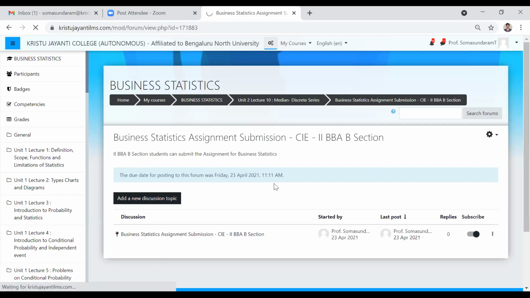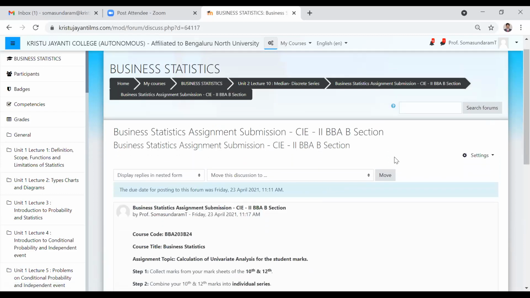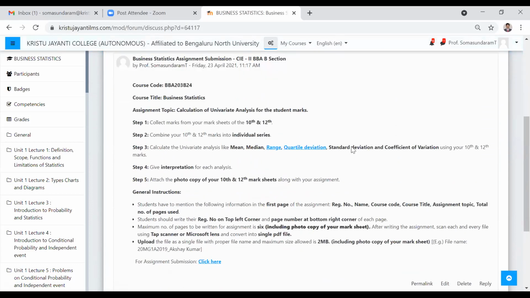Click that. You will get the page about what is the assignment that you need to do. See, assignment topic is calculation of univariate analysis for the student marks. You need to collect your 10th and 12th marks and make it as an individual series. For example, in 10th, you have 5 subjects. You got 60, 79, 80, 94, 58 like that. With that, continue the 12th marks also. So that the total number of subjects should indicate the total number of marks. If you have 5 subjects in 10th and 5 subjects in 12th, total 10 marks should be there. So make it as an individual series.